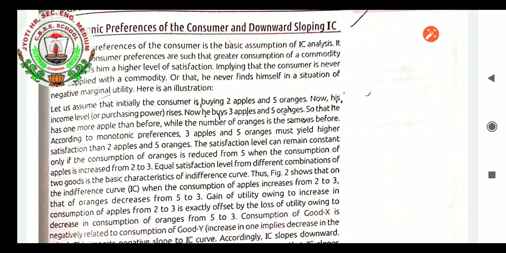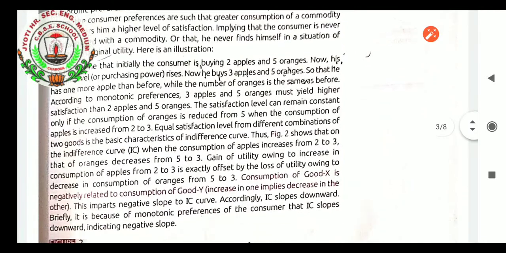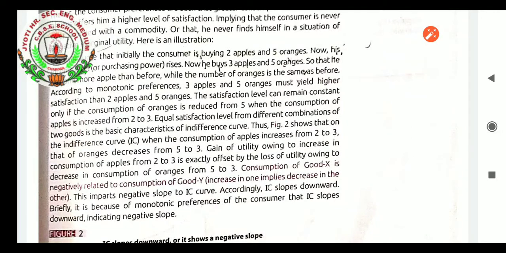Let us assume that initially the consumer is buying 2 apples and 5 oranges. Now his income level, or purchasing power, rises, and he buys 3 apples and 5 oranges. When income increases, he is preferring more apples. It means his interest is developing in apples, while he maintains the same number of oranges, so he has one more apple than before. According to monotonic preference, he is giving more importance to apples. Whatever income increase he had, he invested in buying apples instead of oranges.